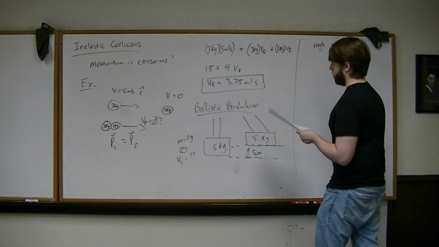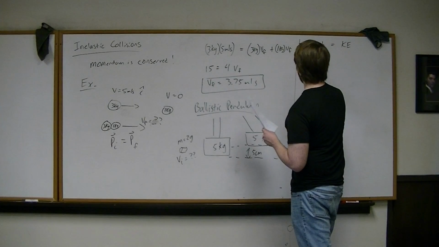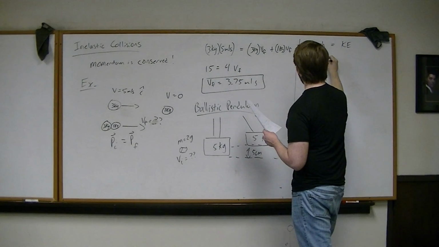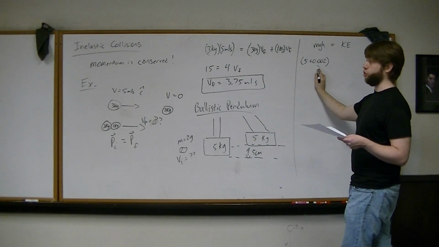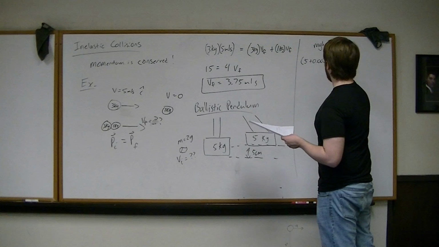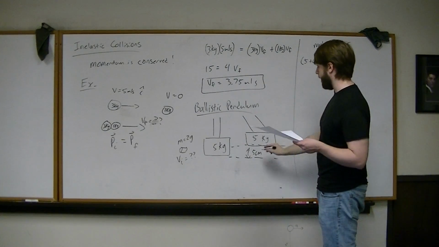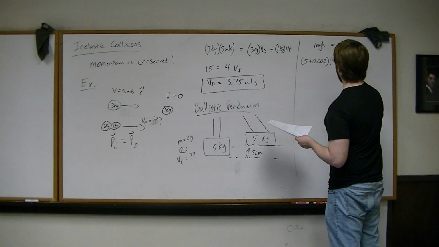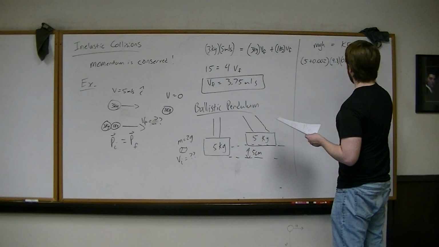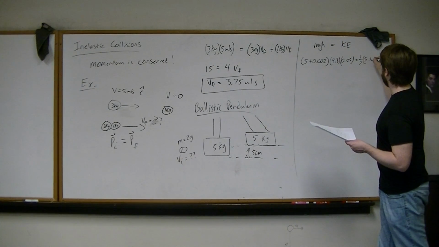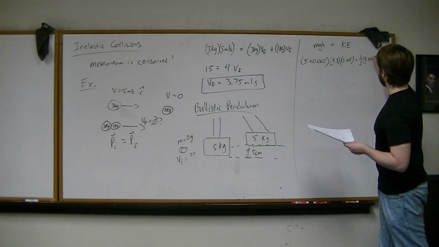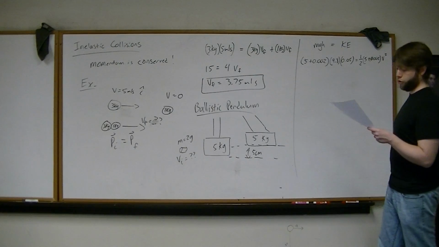Okay? So the potential energy, we have the bullet and the block combined, 5 kilograms plus 0.002 kilograms. 0.002 kilograms is 2 grams. That multiplied by 9.8 multiplied by the height, 5 centimeters. Be careful with the unit conversion there, 0.05 meters. That's equal to 1/2 the mass of the bullet and block, 5 plus 0.002, times the velocity squared.